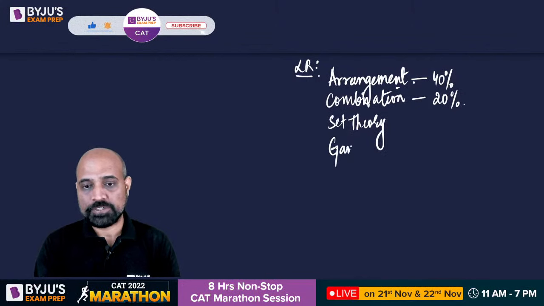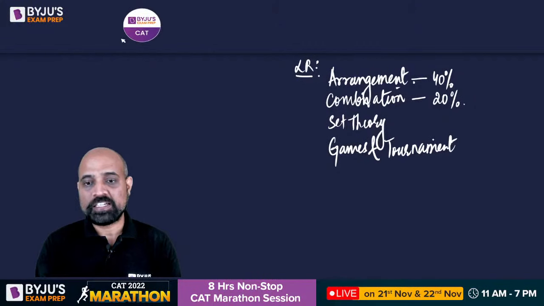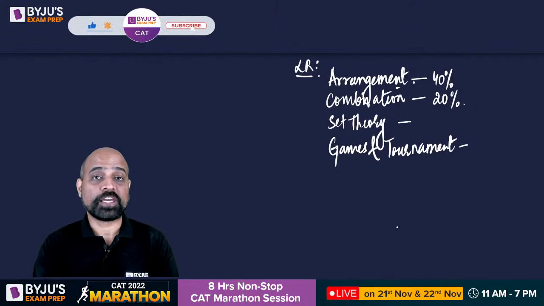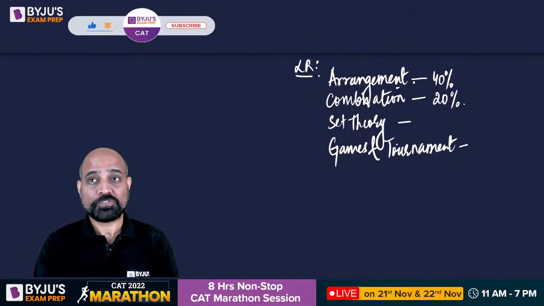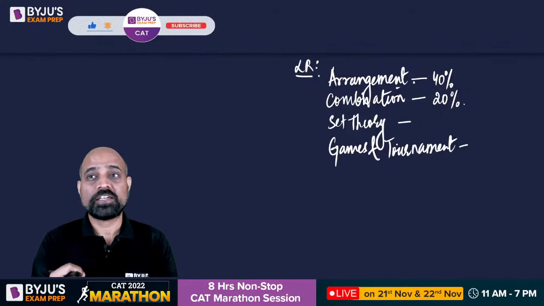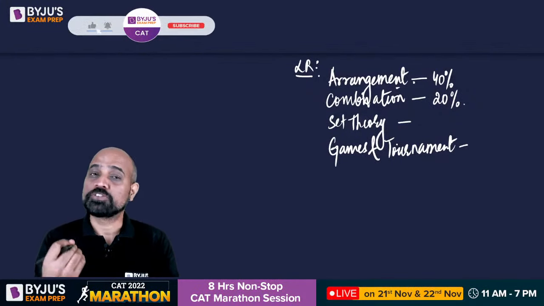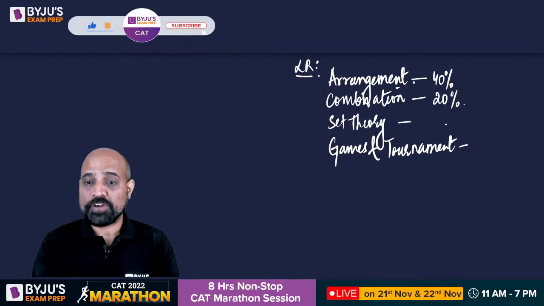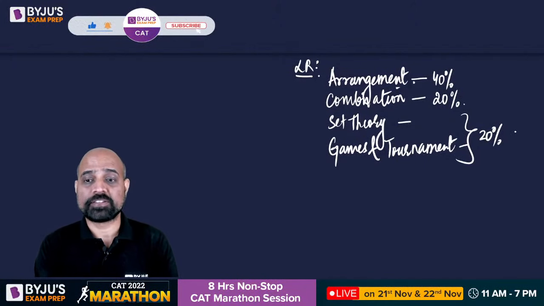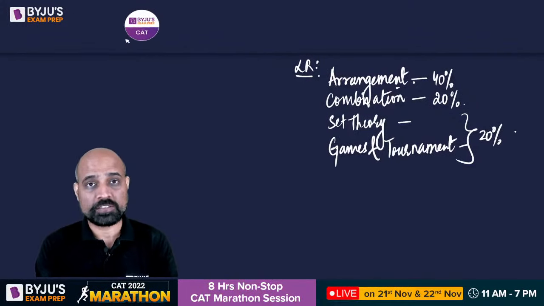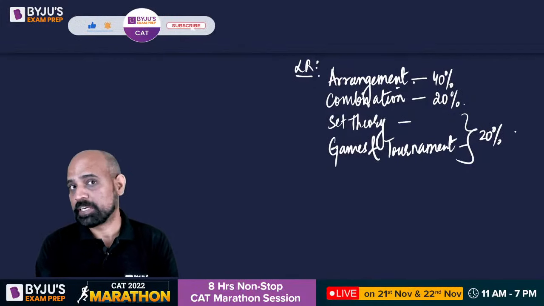After these two, the next 2 important ones are set theory and then games and tournament. Now there are different difficulty levels, whether I talk about set theory or games and tournament, and a lot of students are not comfortable with games and tournament because of so many caselets that are formed and there is so much reasoning involved. If I combine them, this constitutes around 20% weightage. So far there has not been a single year where in the same slot you have had questions from both of these topics at once. So you're going to get a question from set theory or it's going to be games and tournament.